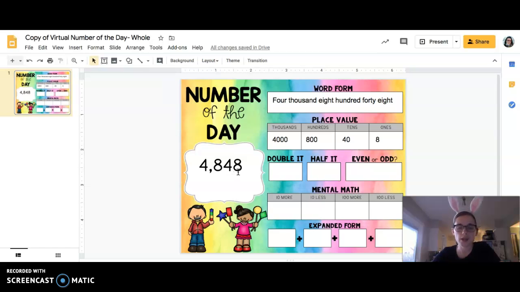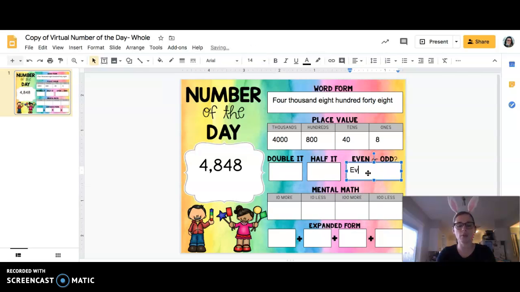So if I take a peek at my number, I see that 8 is the last number in my total number. And that makes it even, because I just said 8 is an even number. So I'm going to say even.